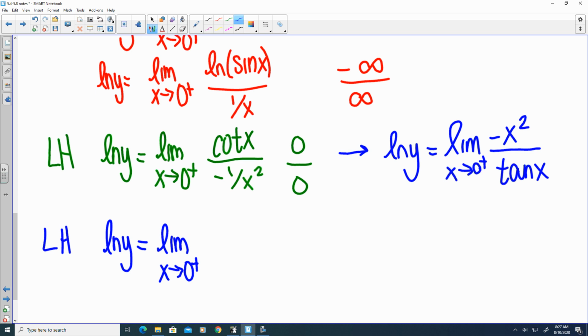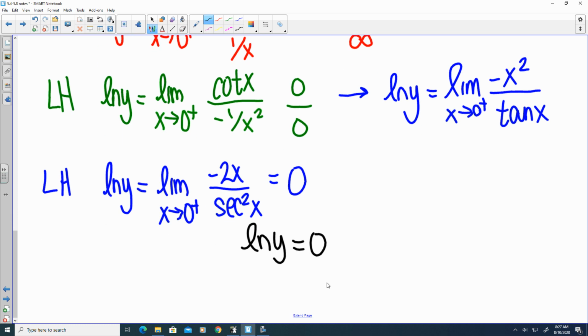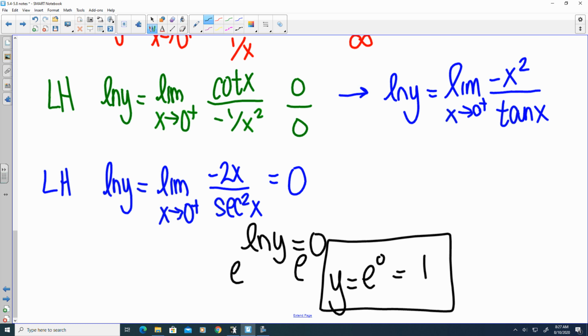So that's negative 2x over secant squared. And finally, we're going to get that simplifying to 0. So we have to remember here that this is natural log of y equals 0, not our answer equals 0. So when I exponentiate, y equals e to the 0, or 1. Fun.